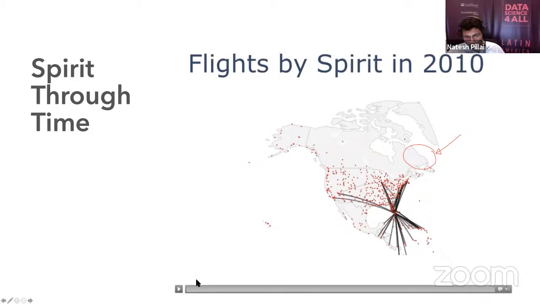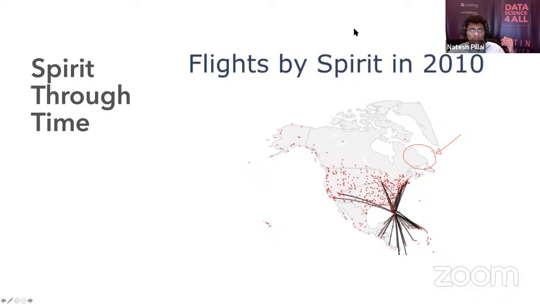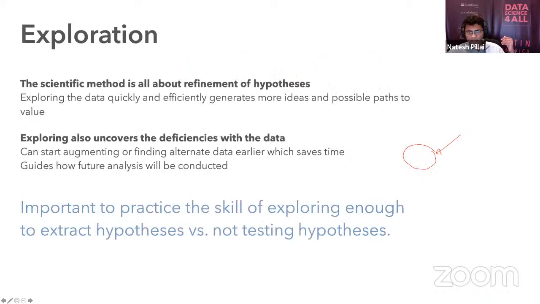So here is the animation of Spirit, and you can really see that in the last few years Spirit has really increased their flight patterns dramatically. In particular, they've added flights to South America and different parts, and even increased the connectivity within the US. And again, folks, we didn't have access to private data. This is all from publicly available data. It's almost miraculous that we can do so much using the stuff that is out there. All we really need is the training to do this. That's the point I wanted to emphasize through this case study, that the training to do this is what comes from our cases.